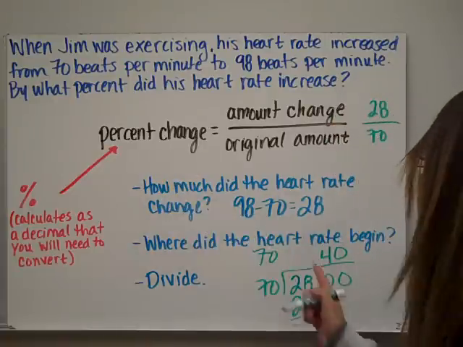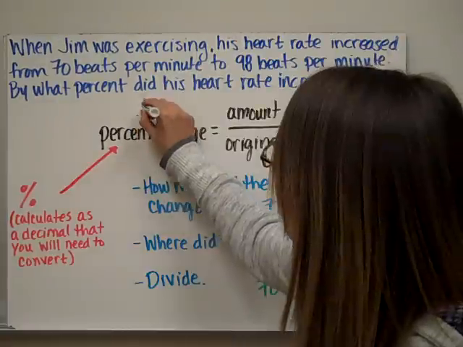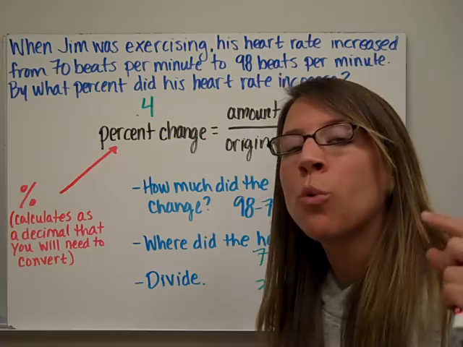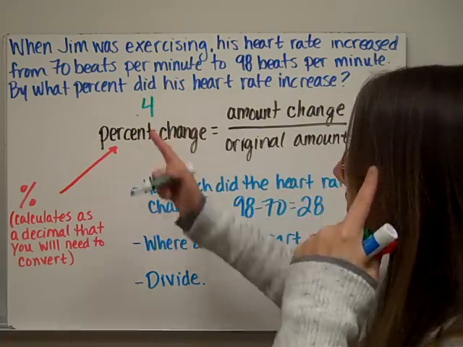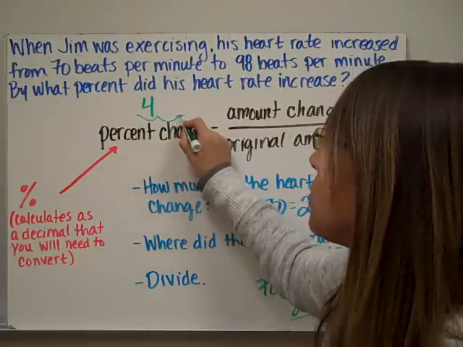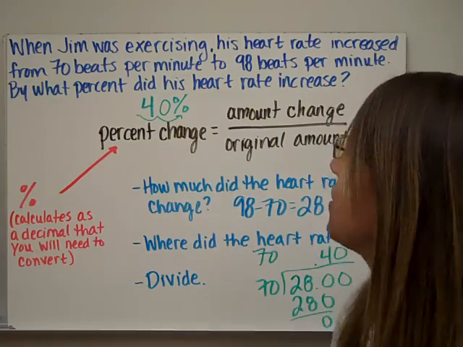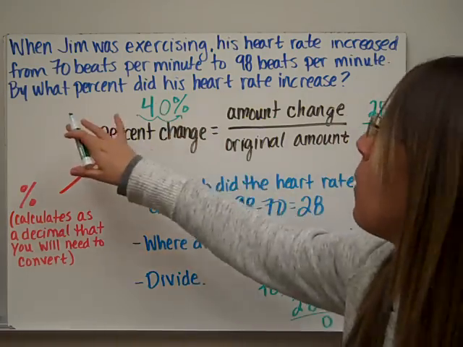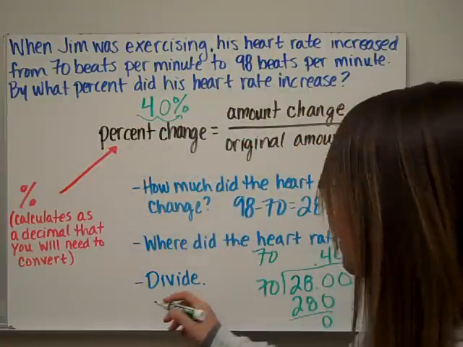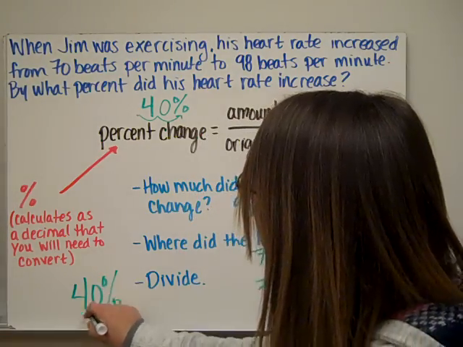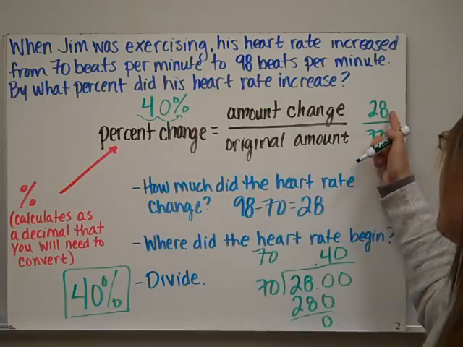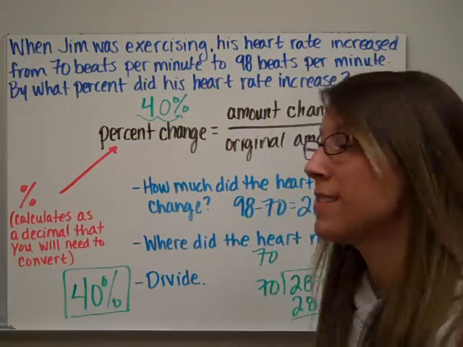If the percent change comes out to be 4/10, we know that 4/10 as a fraction is 4 over 10. That's 40 over 100 as a percent. We multiply decimals by 100. So by multiplying by 100, that moves my decimal place twice, giving me 40%. So to answer the question, by what percent did his heart rate increase? His heart rate increased 40%. And that's because 40% of 70 is 28, which is how much his heart rate increased. Okay?